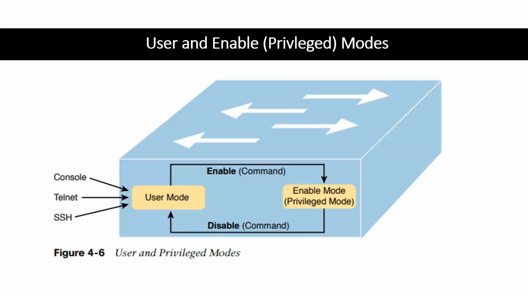Okay, so user and enabled privilege modes. First, when you get into a switch, and if we're talking about Cisco, you get into a switch or a router, you will typically be at user mode. If there's no username prompt or what have you, as far as you getting to log in, you will immediately be brought to user mode. I'll show you what that looks like. To get to privilege mode, or enable mode, you put in the command enable.